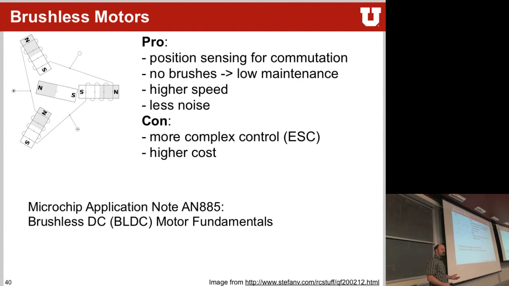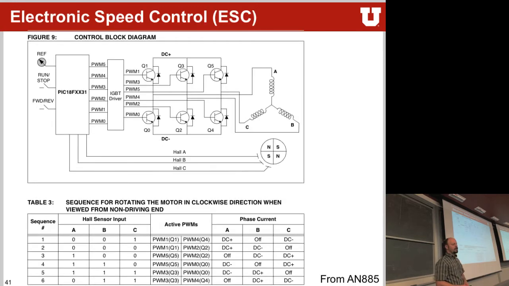At the same time, you need a device that's controlling your brushless motor. Oftentimes, you can buy them as small little devices. They're called ESCs, an electronic speed controller. An ESC is basically a device that takes in a nice, easy-to-use signal from your microcontroller and generates the right output signals for your brushless motors.